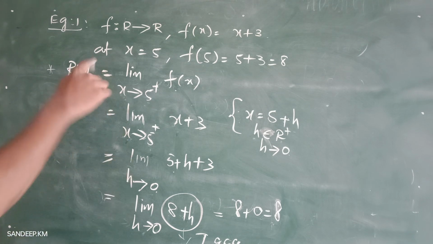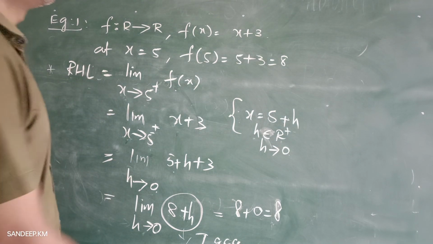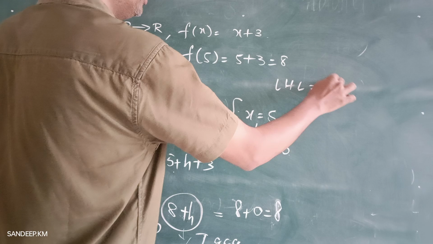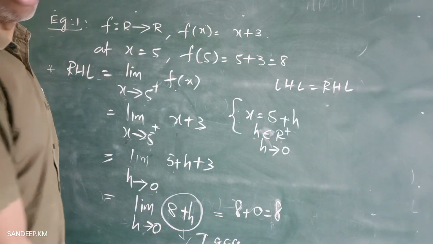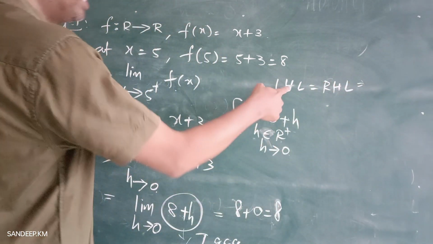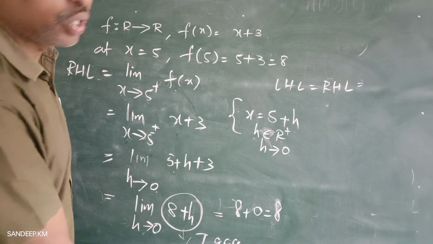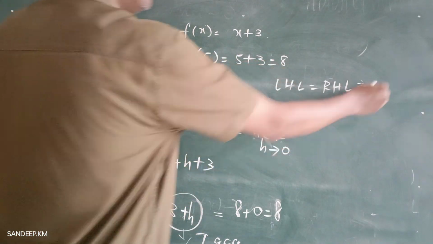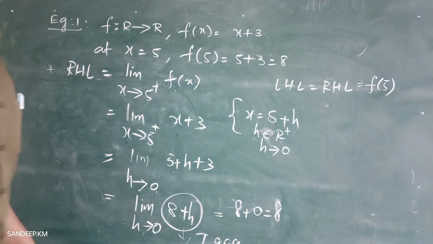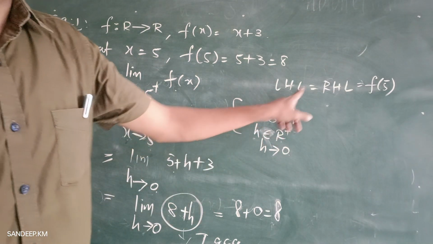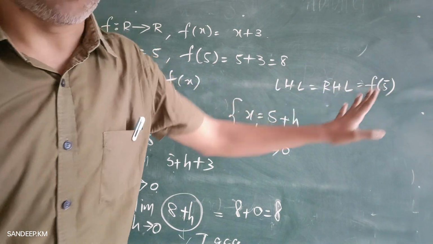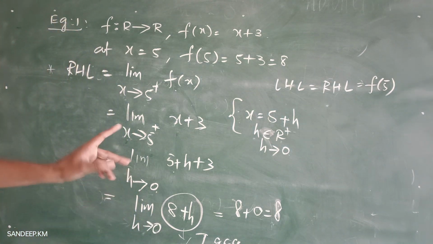Okay now. So in this example, what did we observe? We observed that LHL is equal to RHL. And obviously we also observed that LHL is 8, RHL is also 8, and the value of the function is also 8. So in this example, the left hand limit is equal to the right hand limit, which is equal to the value of the function. Correct? Let us take the second example.